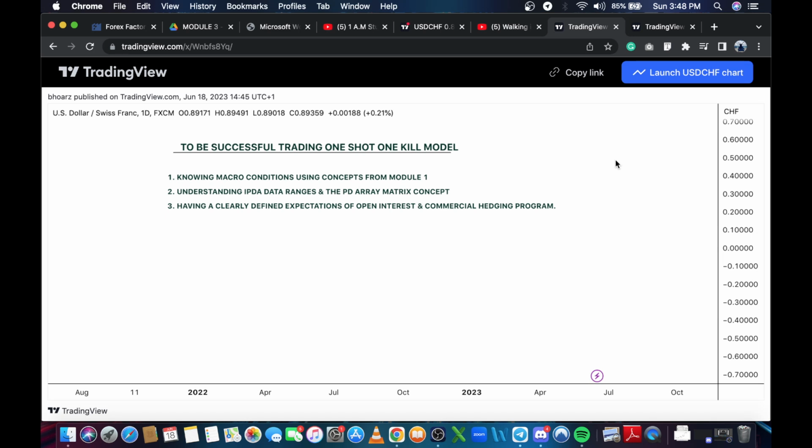And number 2, you also need to have a very clear understanding of what IPDA daily ranges are, what the quarterly shift is, and the PD array matrix concept. So now let's delve a little bit into the PD array matrix concept. What I'm saying here essentially is you need to know exactly where the next draw on liquidity is for that week.